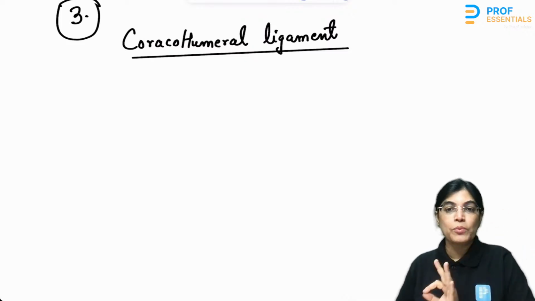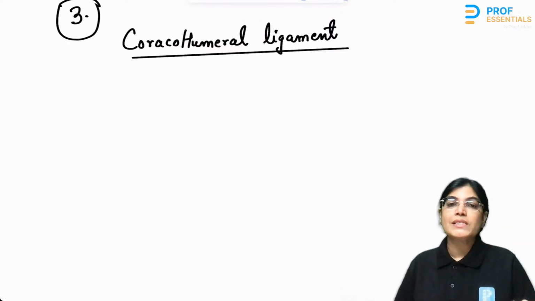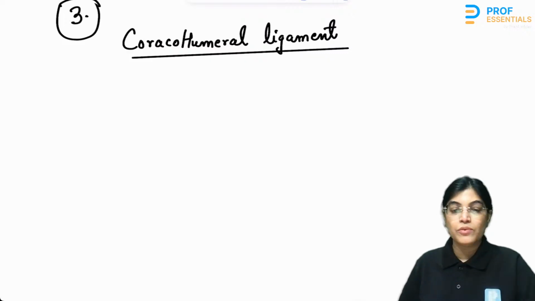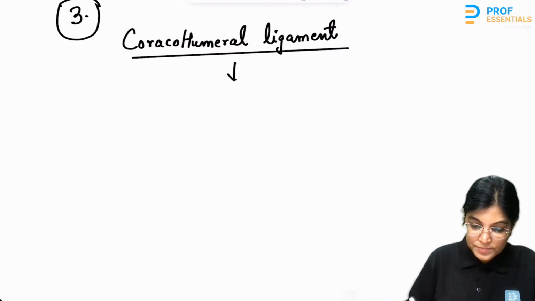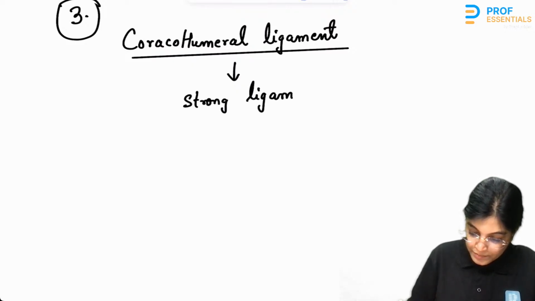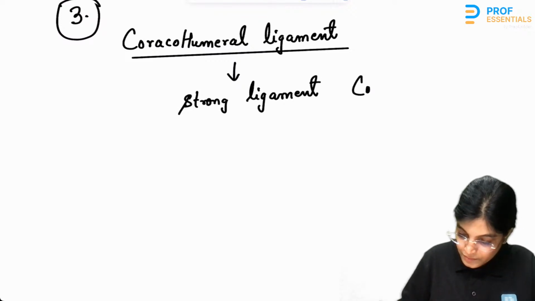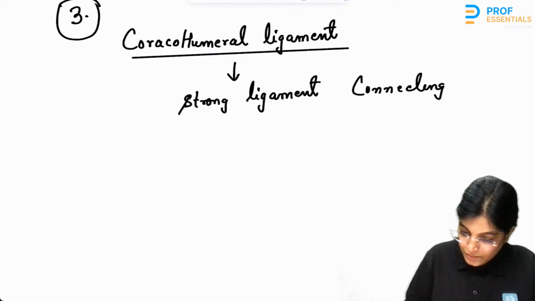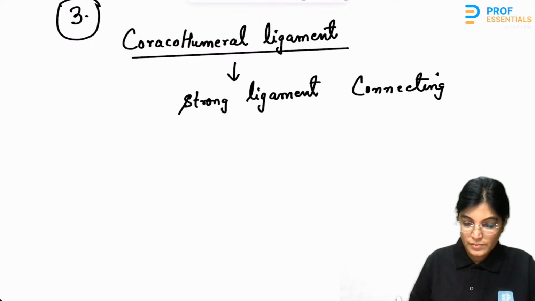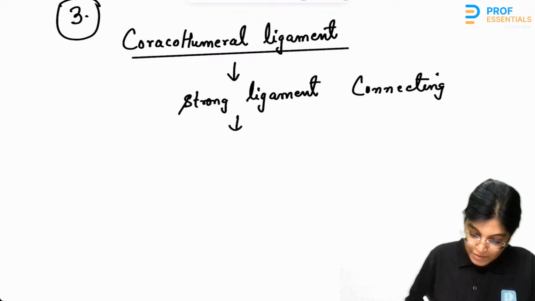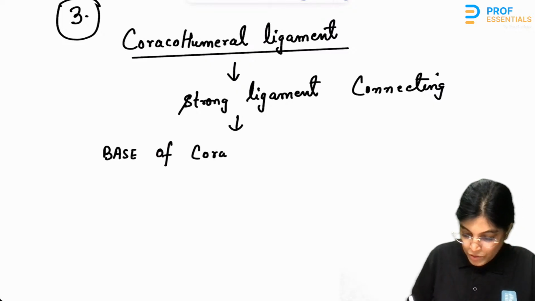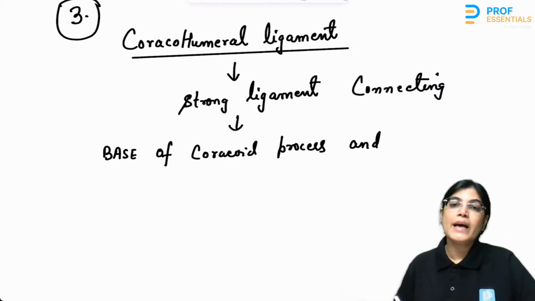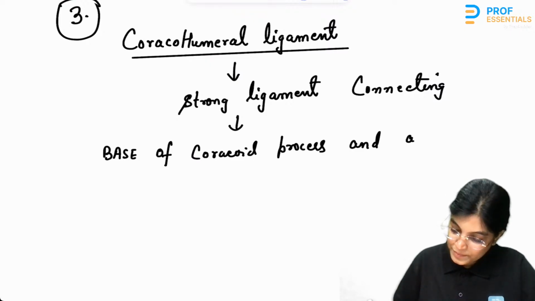The word coracohumeral: it is connecting the coracoid process of the scapula and the greater tubercle of the humerus bone. So it's a strong ligament connecting the base of the coracoid process and the anterior aspect of the greater tubercle of the humerus.